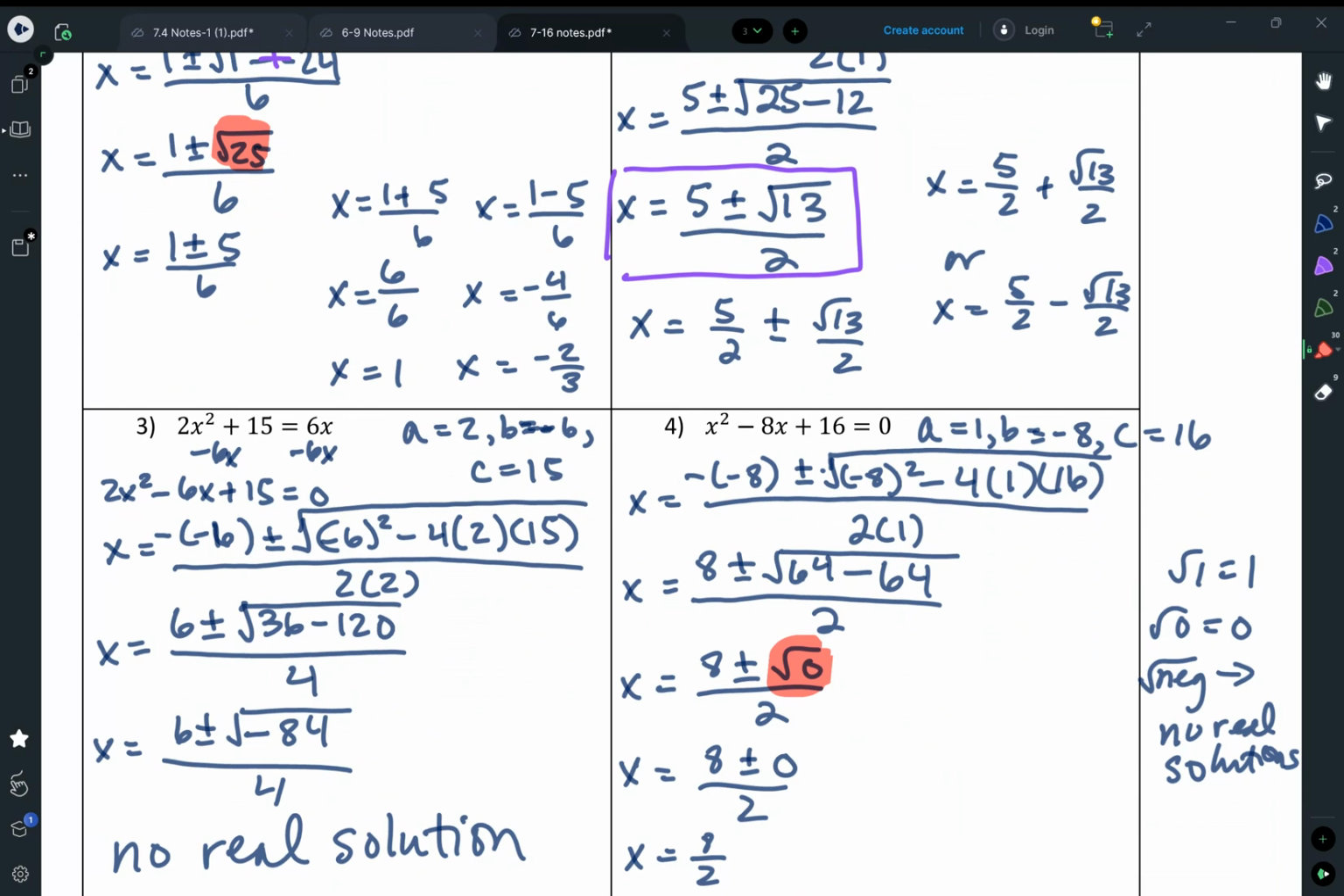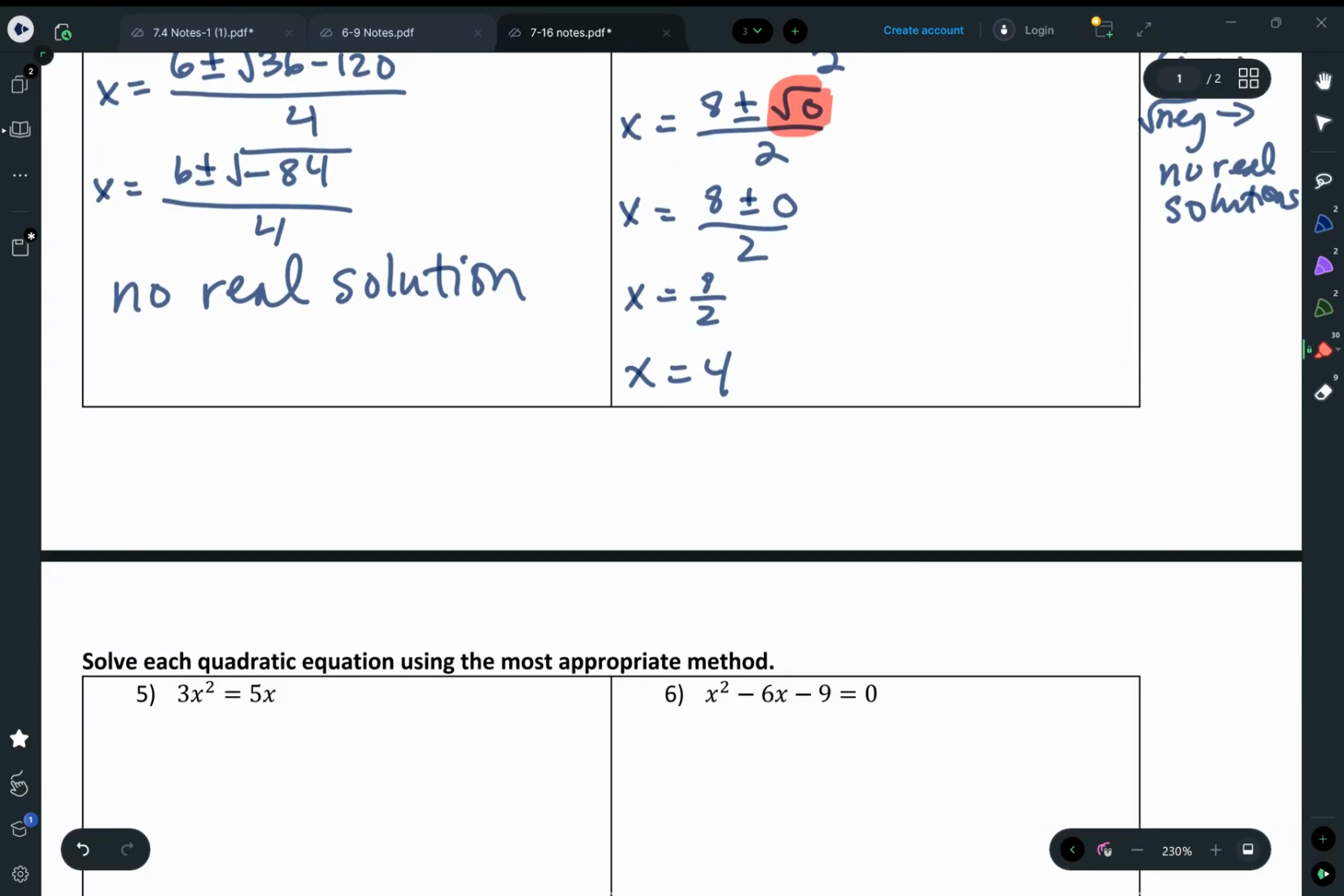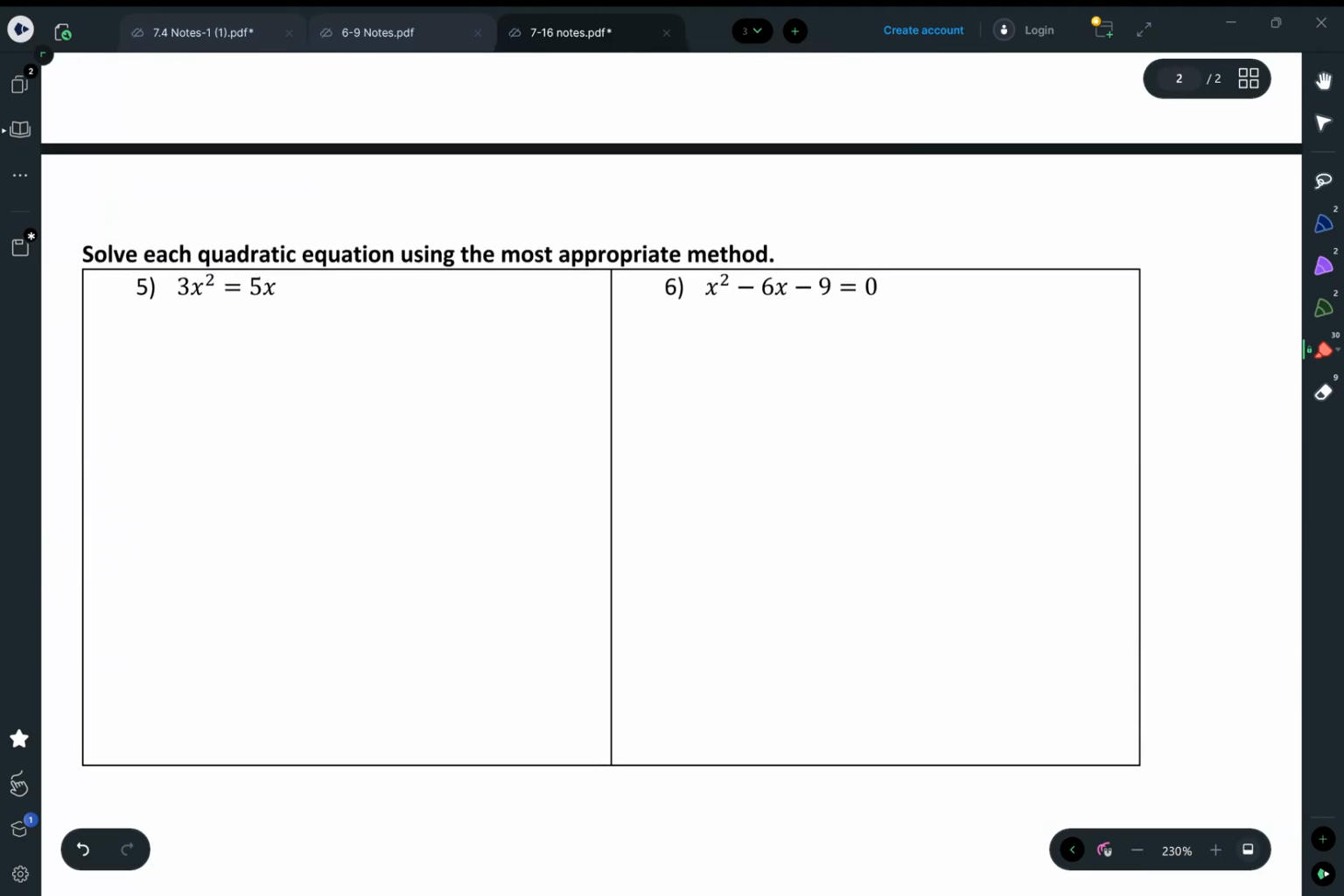The quadratic formula is a lot of work. So really, we want it to be our last resort. We want to try everything else before we do quadratic formula. We're going to look at 2 more problems, and we're going to try solving them with the most appropriate method, which means we're really going to think about what we do before we go through and solve. So for this first one, 3x squared equals 5x. First, I would want to subtract 5x on both sides.